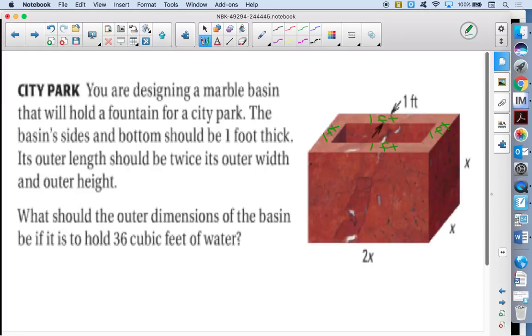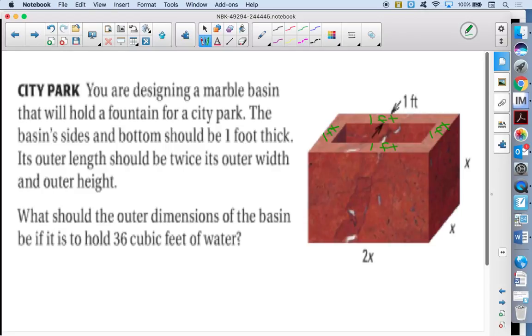It also says that the outer length, the length is the part in the front. So when you talk about length, that's this part right here. The width is almost like the depth. So the depth or the width. It says the length should be twice its outer width and height. So if x is the width and the height, the length is twice that. That's how we get 2x. So twice means doubling that value.